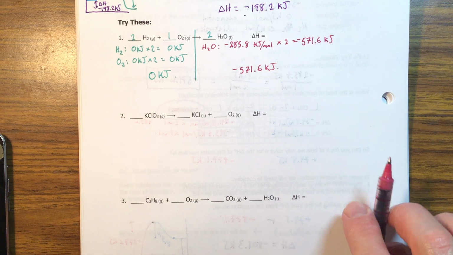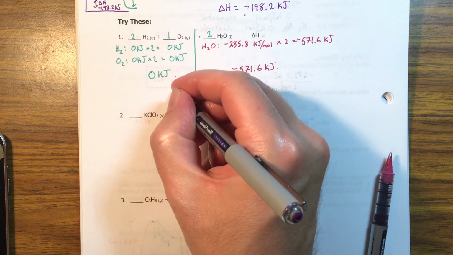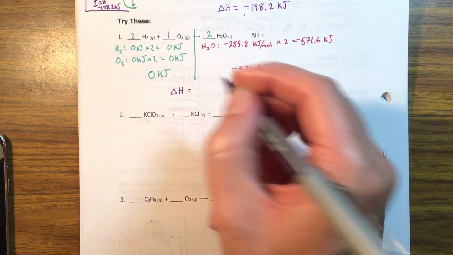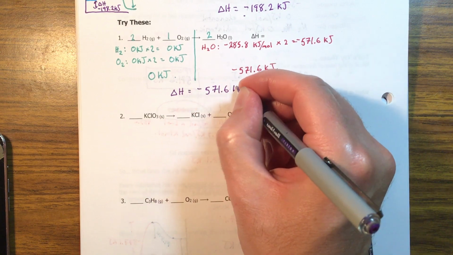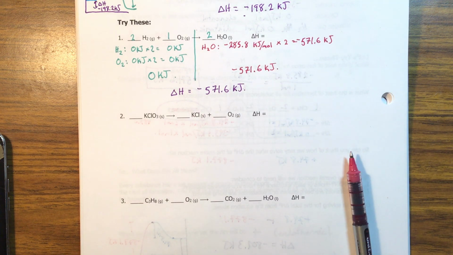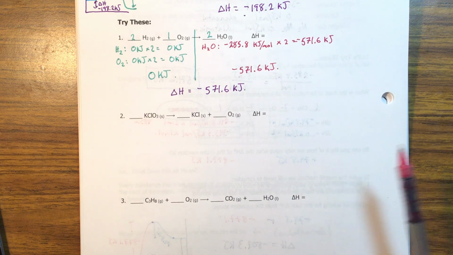Now, to figure out our delta H, we just add those two numbers together. Negative 571.6 kilojoules. That's it. It's an exothermic reaction. Hydrogen gas and oxygen combine together and release a lot of energy. And they just do this spontaneously. Well, do they? They actually don't.